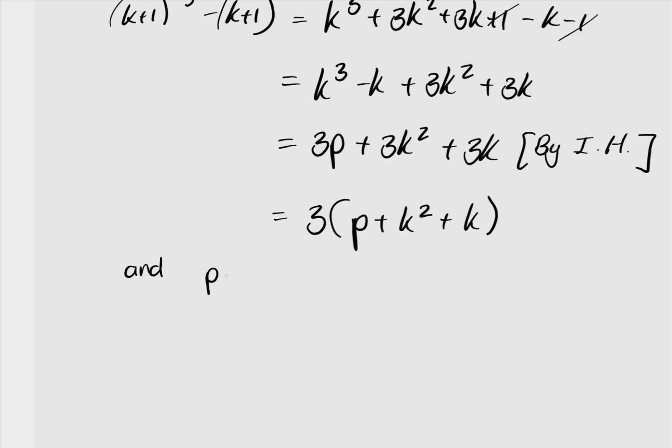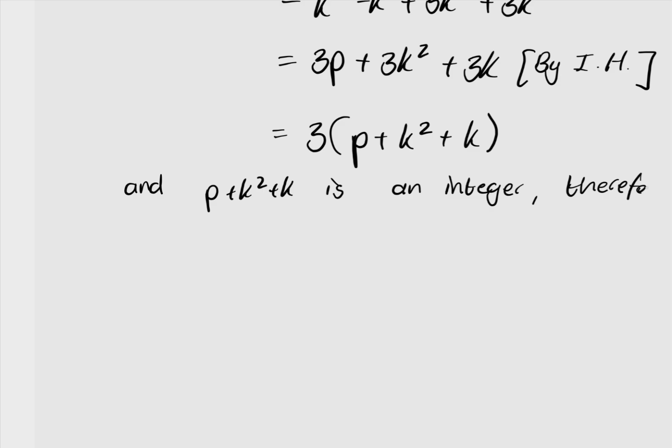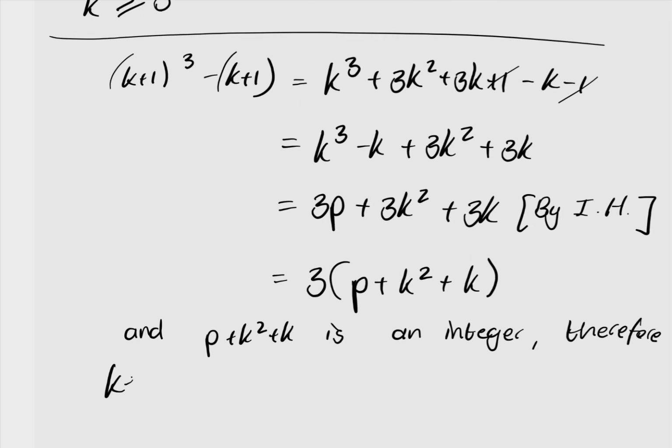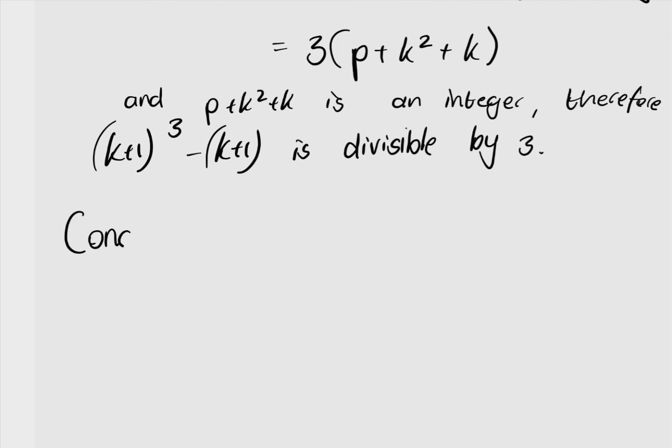And p plus k squared plus k is an integer. Therefore, I don't know if you have to say this whole q thing, but I think you could possibly even leave it out and just say divisible by 3. Therefore, (k plus 1) to the power of 3 minus (k plus 1), with the brackets, is divisible by 3. And then you would need to write a conclusion. And also in the previous question, you should have written a conclusion as well.